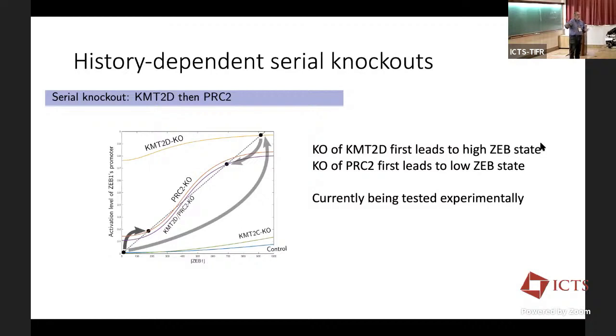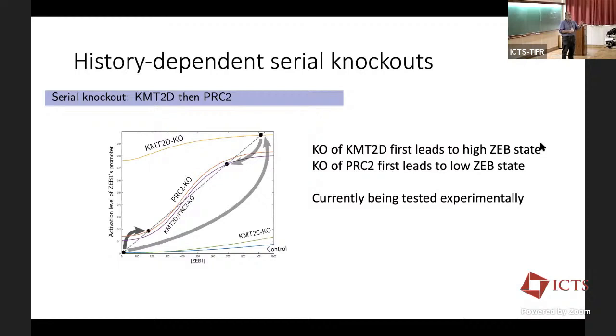I said there are a number of predictions you can make. Some of them were already tested in this model. For example, I told you that we had a model that had 3 epigenetic factors. We had PRC2, we had KMT2D and KMT2C, and the one that was seen experimentally was 2D.